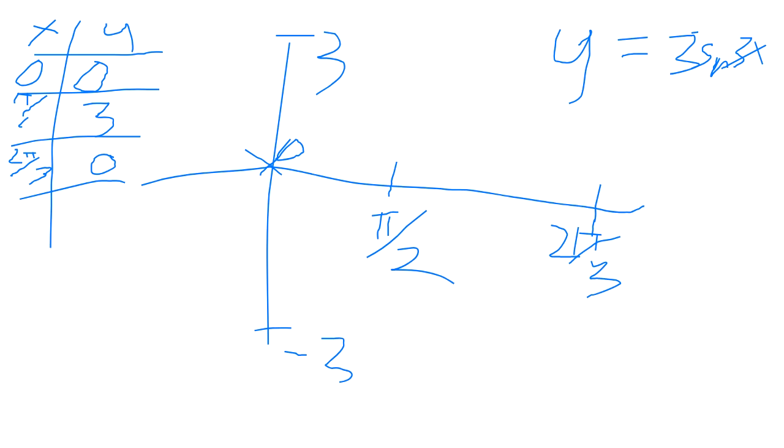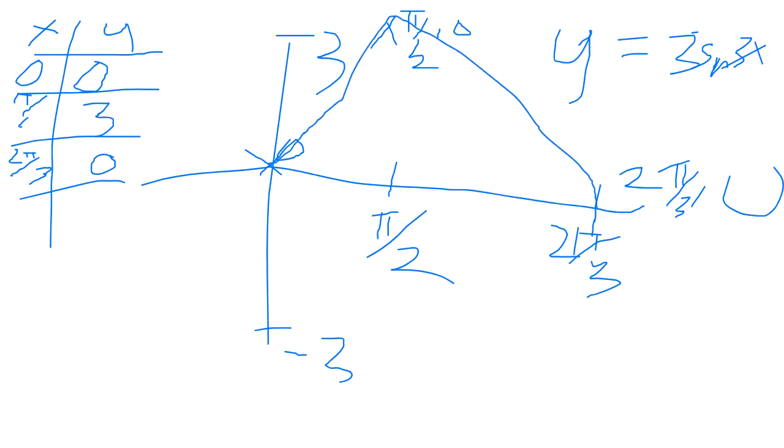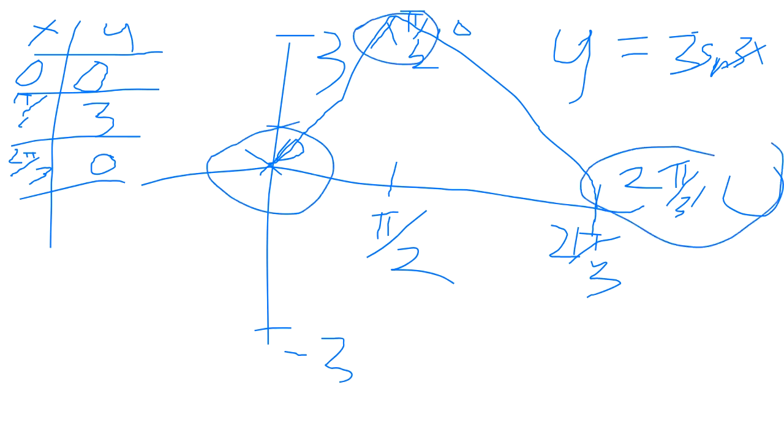Good. So our graph will go like this: 0, 0. Then your next point here will be pi over 2 and 0. Your next point will be 2 pi over 3 and 0. So your graph is going to be like this for one period. The most important thing is this point, and this point. Have you seen that? So that is the importance of the step that we are using.